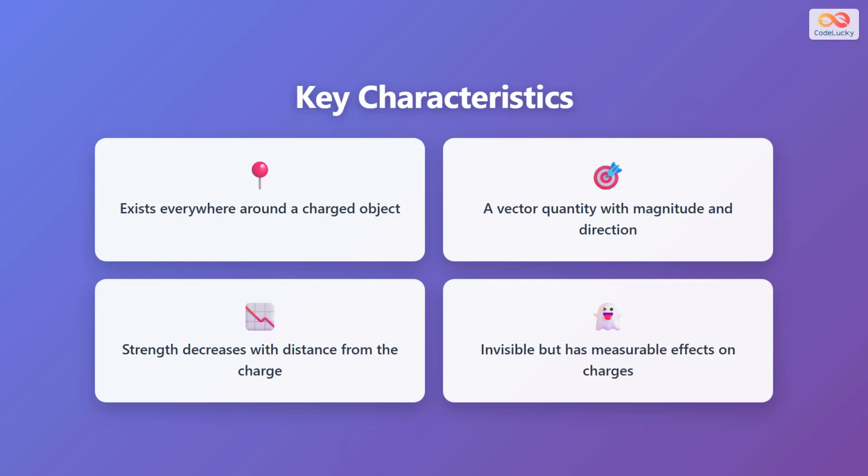Electric fields have several important characteristics. First, they exist everywhere around a charged object, extending outward in all directions. Second, an electric field is a vector quantity, which means it has both a magnitude, or strength, and a specific direction. Third, the strength of an electric field decreases as you move farther away from the source charge. And finally, even though electric fields are invisible to the naked eye, they have very real and measurable effects on any charges placed within them.